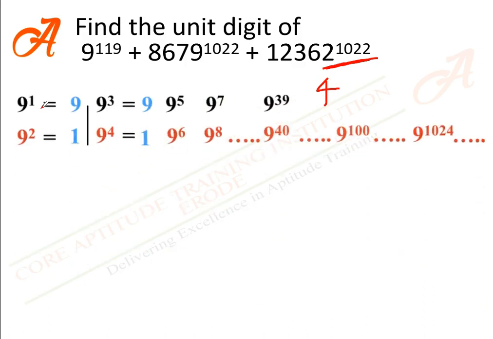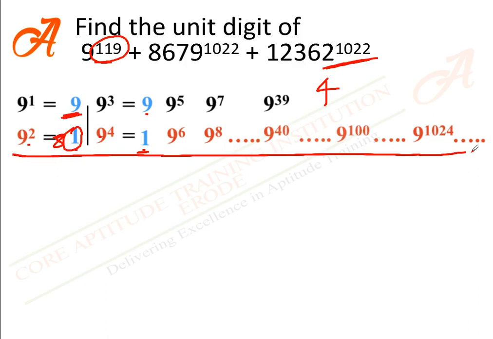You know that 9 power 1 is 9, 9 square is 81, correct? And 9 power 3 is again, you will have this 1 multiplied with 9, so you have 9, and 9 again into 9 will give you 1. So, this 9, 1, 9, 1 repeats for 9, correct? If the power is odd, you will get 9. If the power is even, you will get 1.